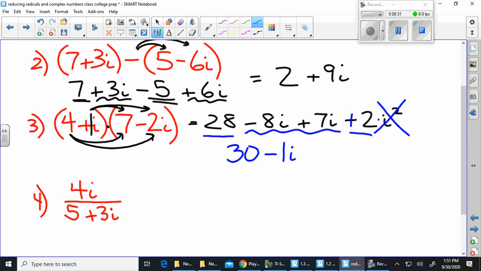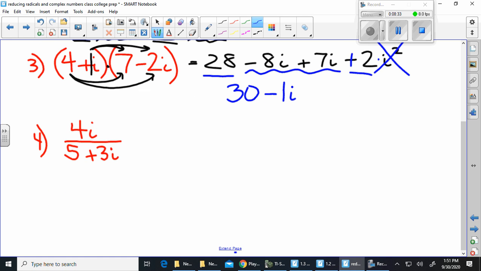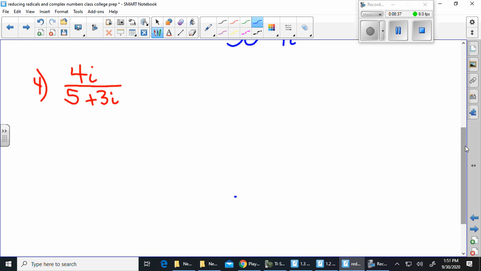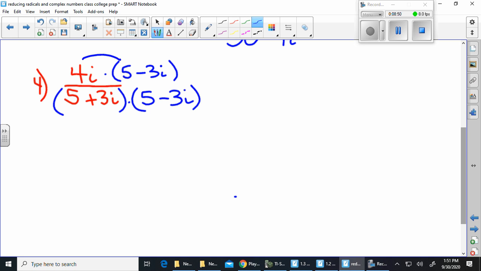Dividing is like the thing with the radicals. You use the conjugate of the denominator. So the conjugate of 5 plus 3i is 5 minus 3i. Whatever I do to the bottom, I do to the top. On the top, I'm distributing 4i.